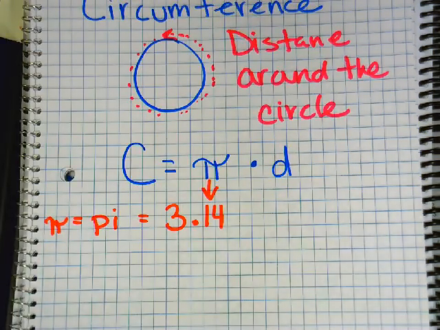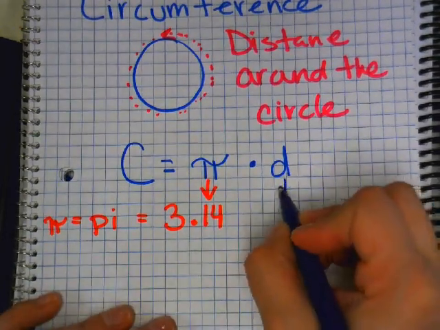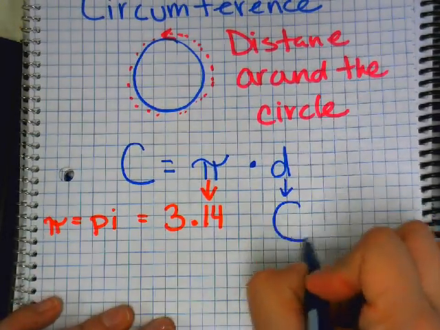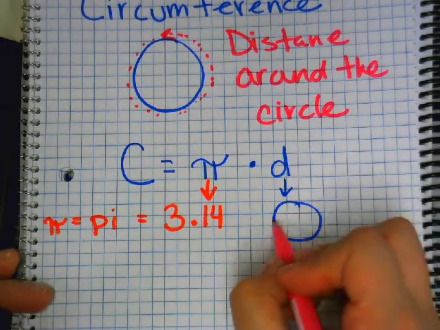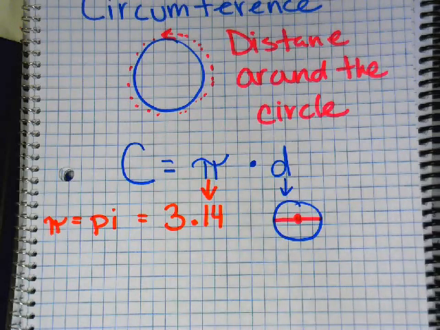All right. And then diameter, which you just learned, is the number that goes all the way across, right? That's your diameter. Circumference is going around the circle.